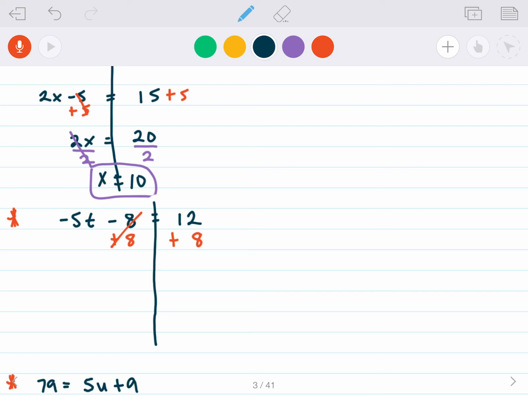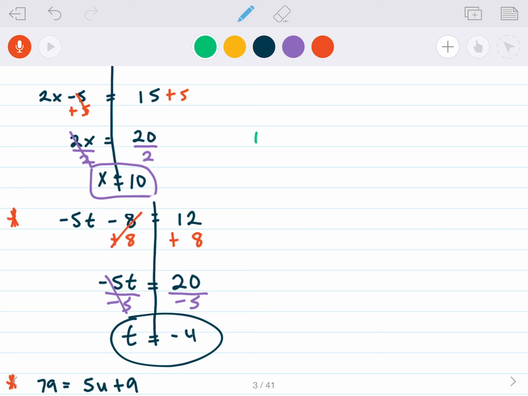Now negative 8 plus 8 clears to 0, so that goes away. And I'm left with negative 5 times t is equal to 12 plus 8, which is 20. Now a common error that I see a lot is students will add 5 to both sides at this point. But that's not right, because it's not t minus 5. It's negative 5 times t. What's happening is multiplication, not subtraction. So I want to do the opposite of multiplication by negative 5, which is division by negative 5. When I divide negative 5 by negative 5, it clears to 1, so I'm just left with t equals 20 divided by negative 5, which is negative 4.